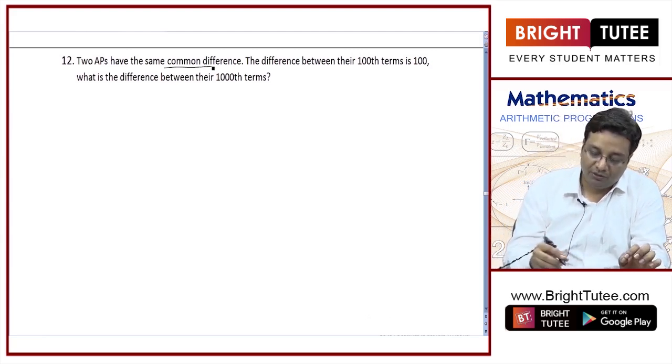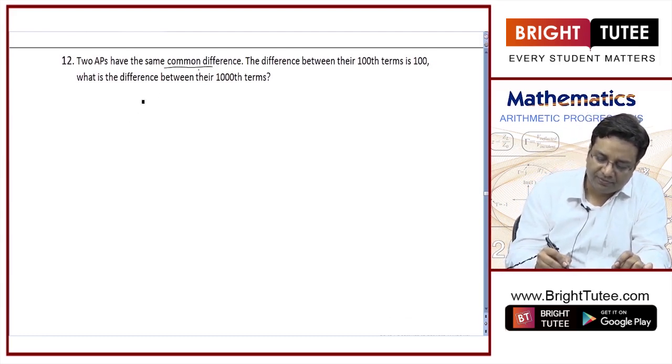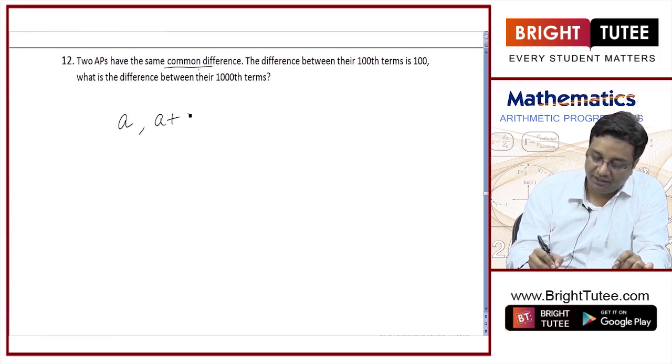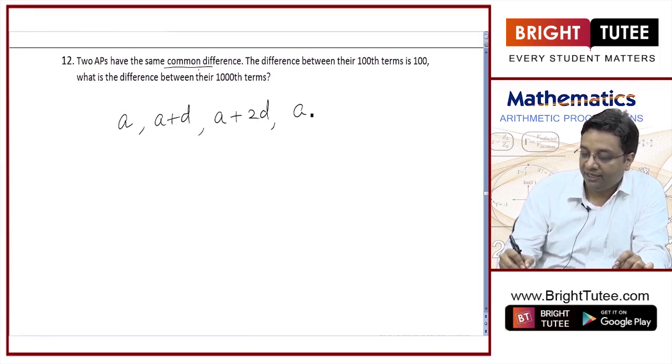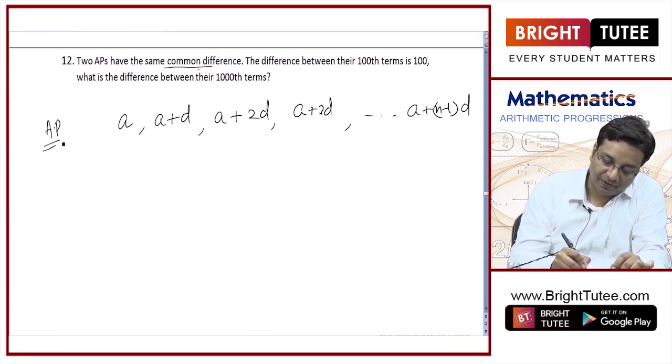There are two APs, two different APs, and they have the same common difference. For example, let's say the first term of this AP is A, and the common difference is D. So the next terms will be A plus D, A plus 2D, A plus 3D, and A plus n minus 1 into D. This is, let's say, AP number 1, the first AP.